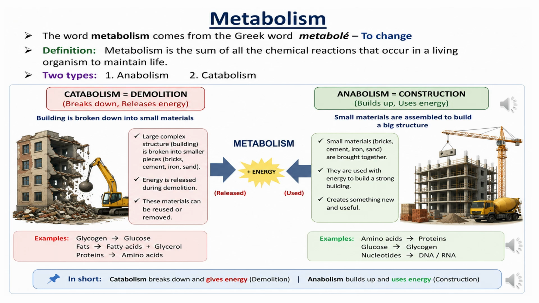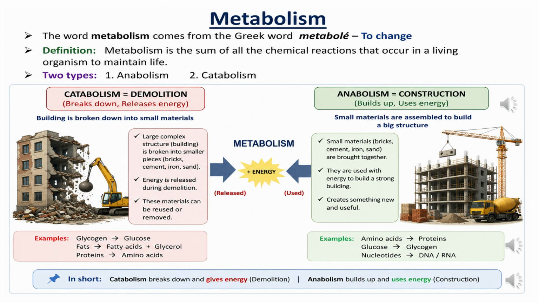Catabolism, and Anabolism. 1. Catabolism, demolition of a building. Look at the demolished building on the left side of the slide. Imagine an old building that needs to be demolished. A large building is broken down into smaller materials such as bricks, cement, iron rods, and sand. During demolition, energy is released, and the smaller materials can be reused or removed.